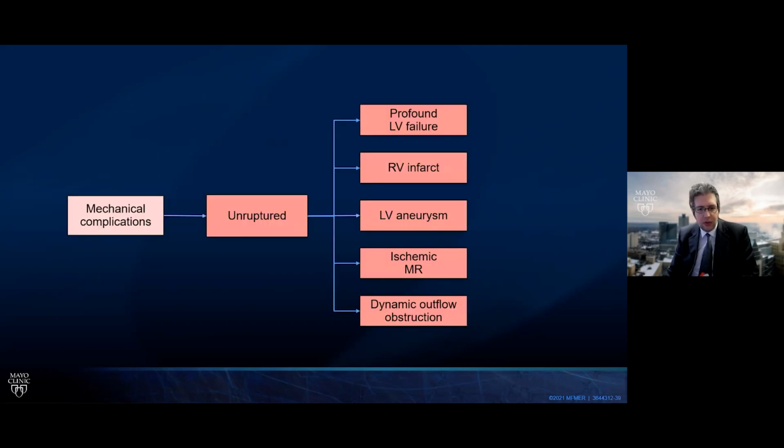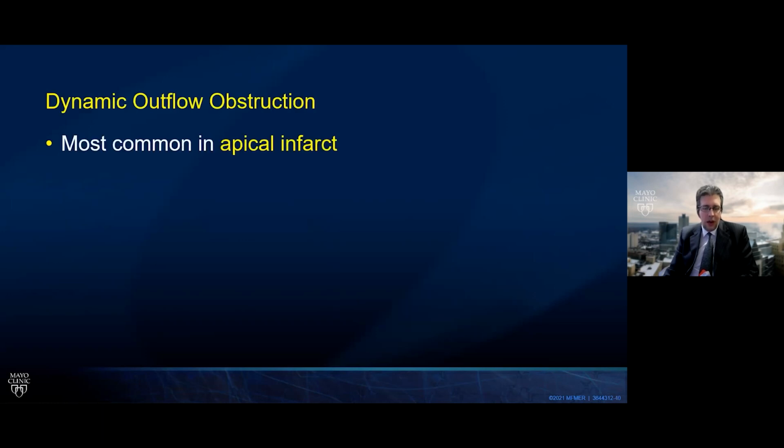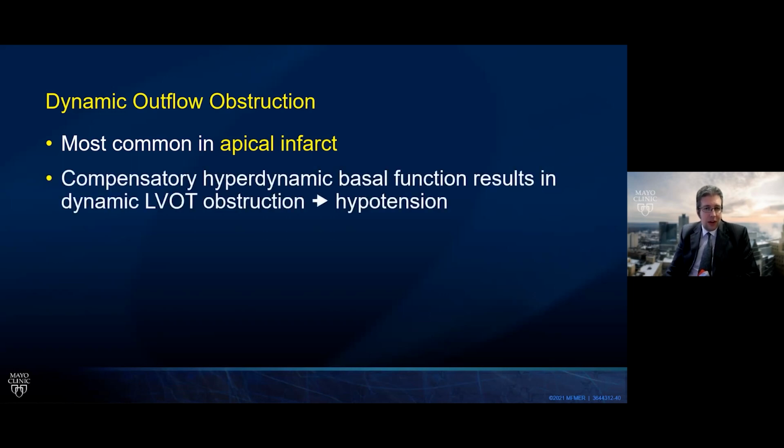Let's move on to our last unruptured complication, that of dynamic outflow tract obstruction. While not common, I think that this one is really important to recognize. This happens in apical infarct, where we lose our apical contractile function, and we develop a compensatory hyperdynamic basal contractile function, which can result in dynamic outflow tract obstruction akin to the pathophysiology of hypertrophic obstructive cardiomyopathy. This results in hypotension because you lose forward flow out the outflow tract.